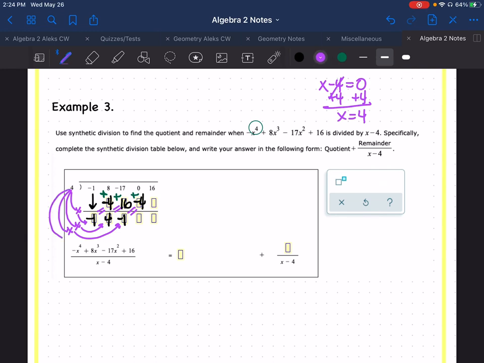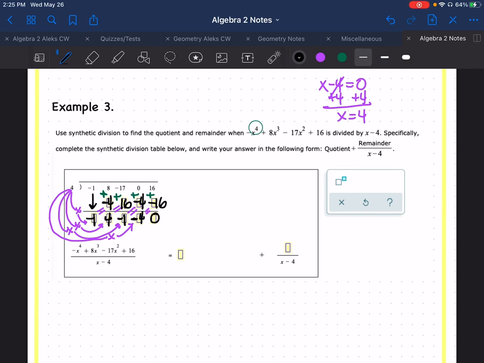One more time. Oh, I forgot to add. 0 plus negative 4 is negative 4. And negative 4 times negative 4 is negative 16 for the next step. Add them together, and I get 0 again at the end.